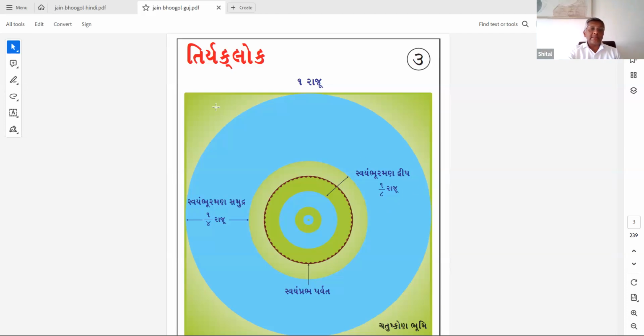Also, these four corners in green are known as Chatushkona Bhumi, and big Karma Bhumi Tiryanj can be found here as well. So big mosquitoes, big earthworms, big ants all live here in what is known as the Chatushkon Bhumi. That's where these animals live.